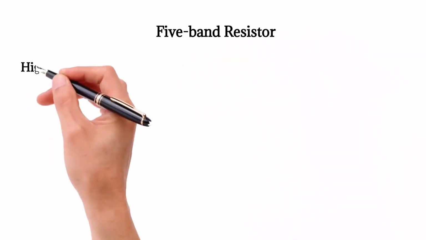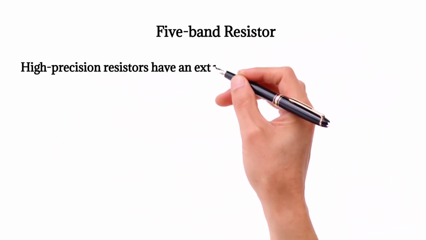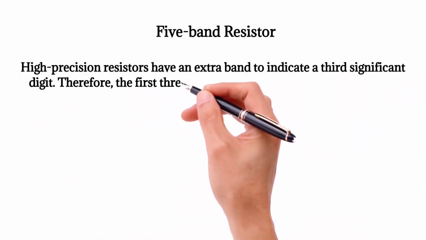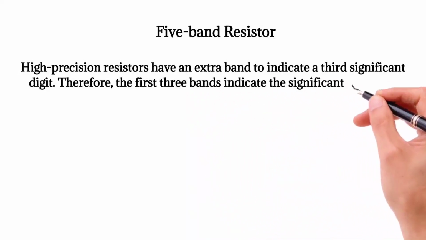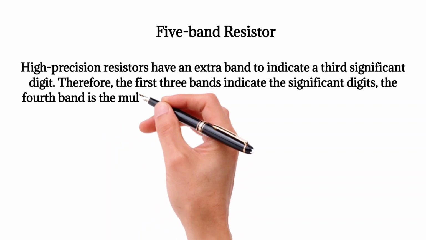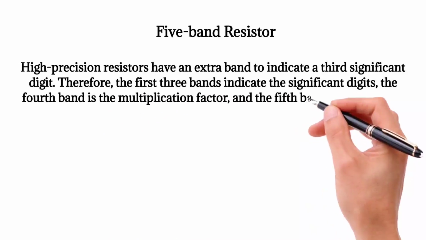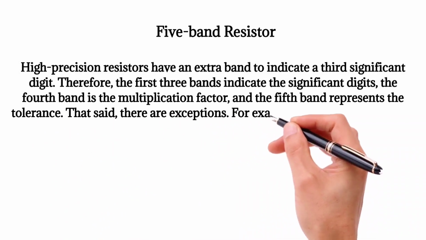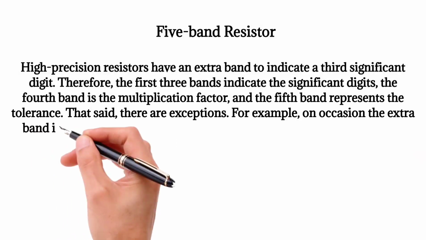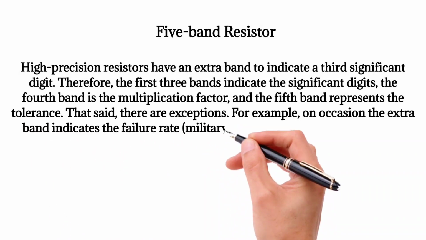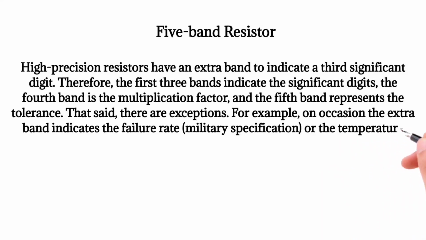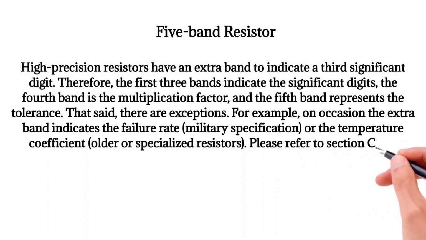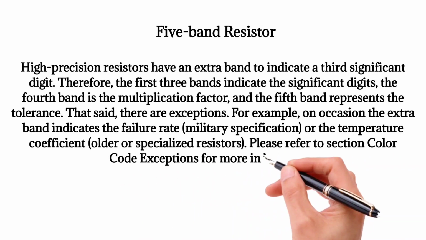5-band resistor. High precision resistors have an extra band to indicate a third significant digit. Therefore, the first 3 bands indicate the significant digits, the 4th band the multiplication factor, and the 5th band represents the tolerance. That said, there are exceptions. For example, on occasion the extra band indicates the failure rate, military specification, or the temperature coefficient of older or specialized resistors. Please refer to the section on color code exceptions for more information.